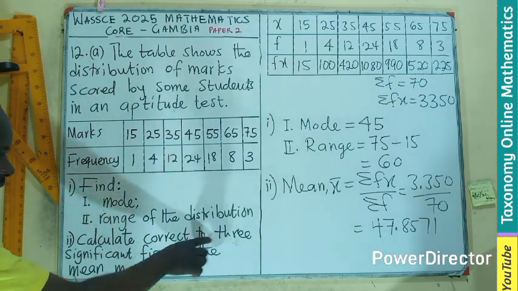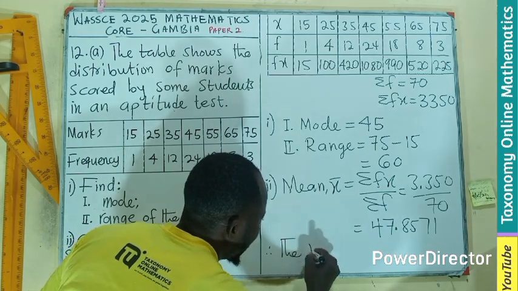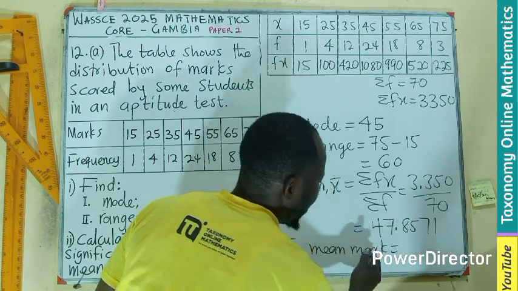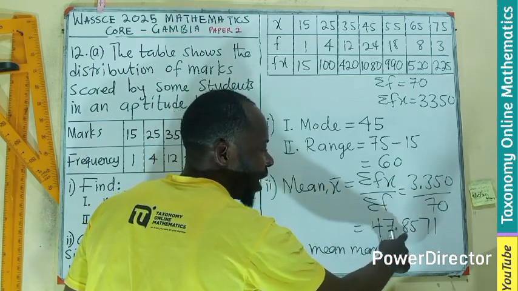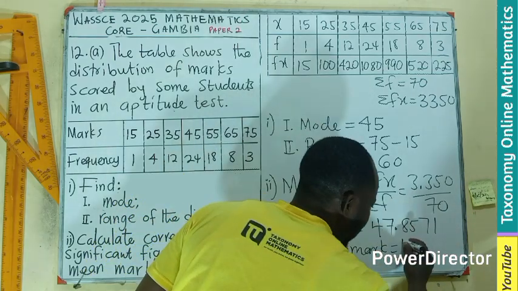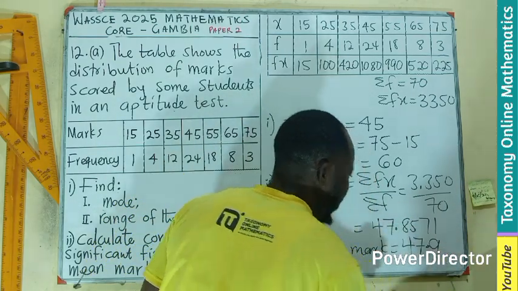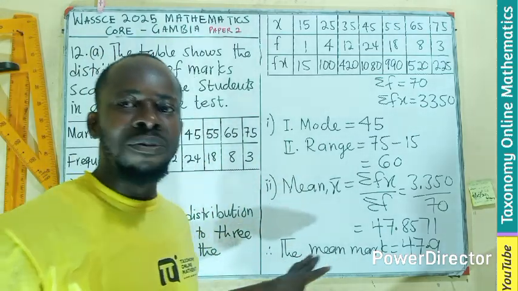But we are to leave the answer in 3 significant figures. So the mean mark is going to be the first figure, second figure, third figure. This is 5, added to this 9, so we have 47.9. 47.9 becomes the mean mark. That is the average mark.